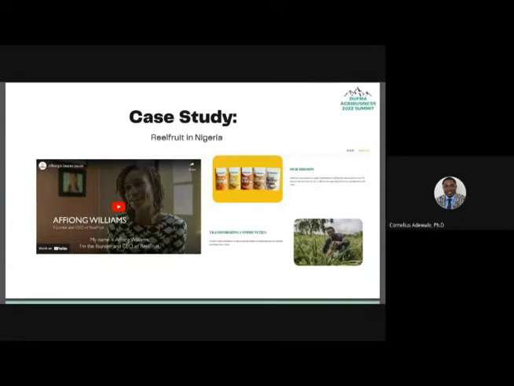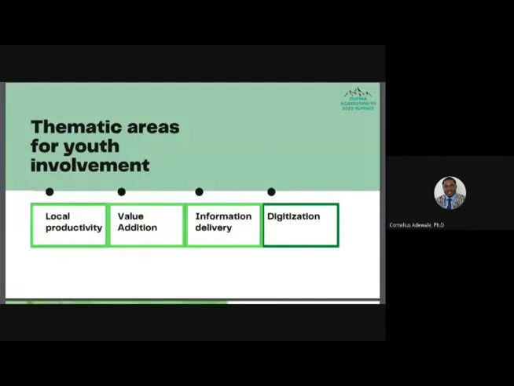But there's still more and more like that. So you can imagine doing the same thing along the value chain of sweet potato, along the value chain of even cassava, along the value chain of sweet corn, along the value chain of so many other crops that we are able to grow successfully in Nigeria. So the opportunity is just enormous.